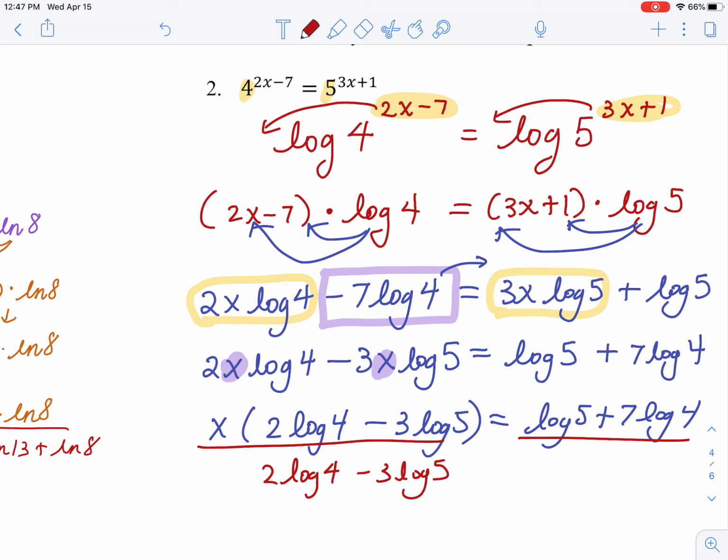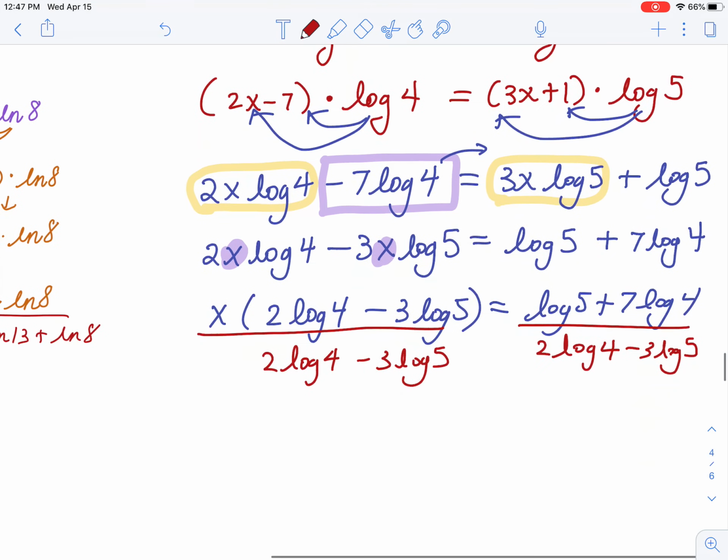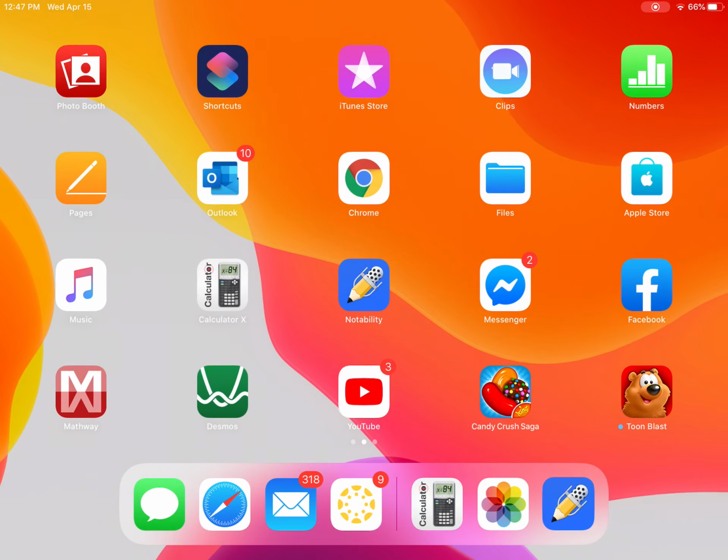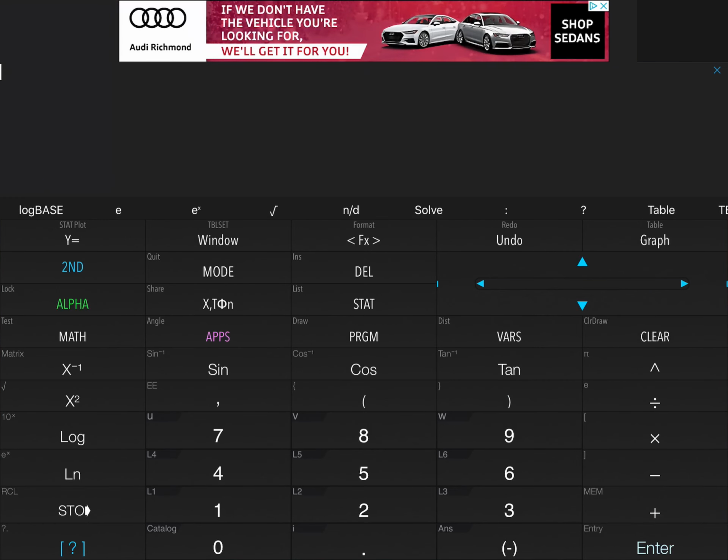Because what are you going to do now? You're almost done. You're going to divide both sides by 2 log 4 minus 3 log 5 on both sides. So you are done. The final answer is x equals log 5 plus 7 log 4 divided by 2 log 4 minus 3 log 5. And the answers will look like this. They just look so difficult, but you know they're not difficult. They're just expressions, right? So you ready to type this in the calculator with me? All right, let's do that.